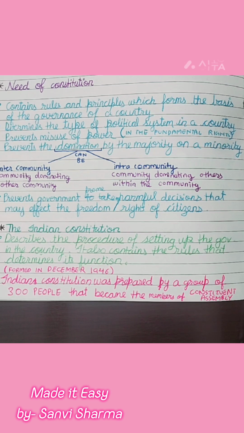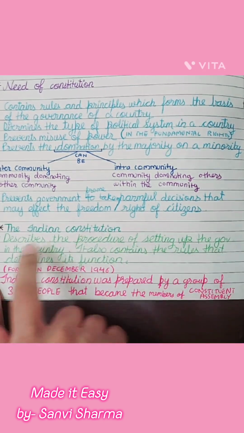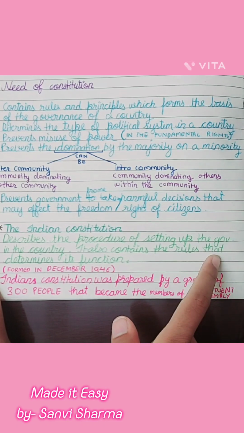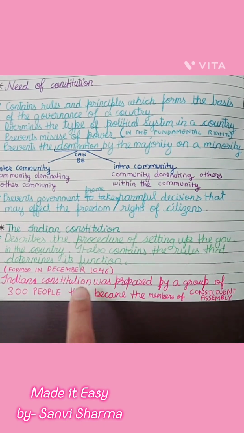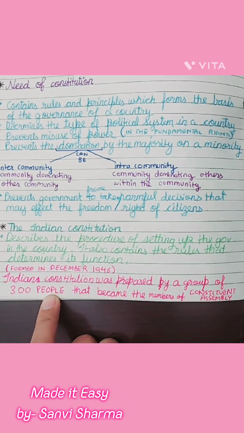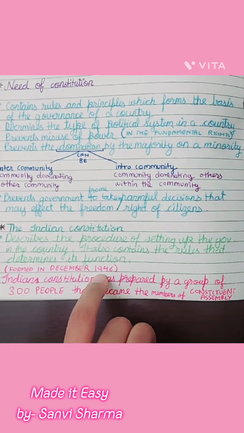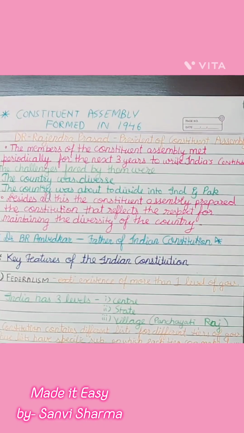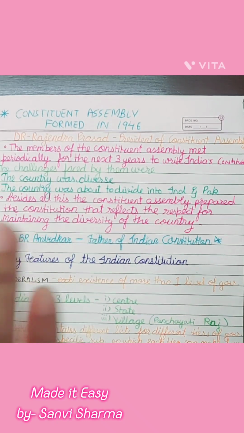Moving on to the next topic, the Indian Constitution. The Indian Constitution describes the procedure of setting up the government in the country. It also contains the rules that determine its function. The Indian Constitution was prepared by a group of around 300 people who became the members of the Constituent Assembly formed in December 1946. The Constituent Assembly was formed in 1946.